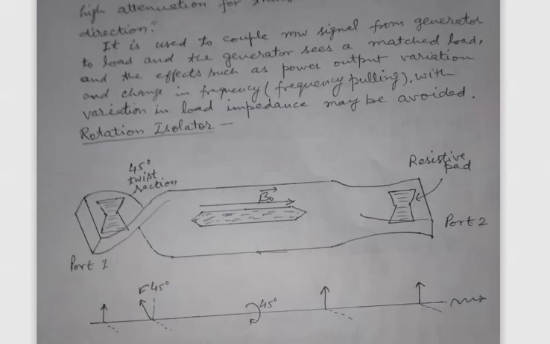Ferrite isolator is used to couple microwave signal from the generator towards the load, and the generator sees a matched load, and the effects such as power output variation and change in frequency, that is frequency pulling, with the variation in the load impedance may be avoided. So this is an important device to be used in microwave benches between the generator and the load.